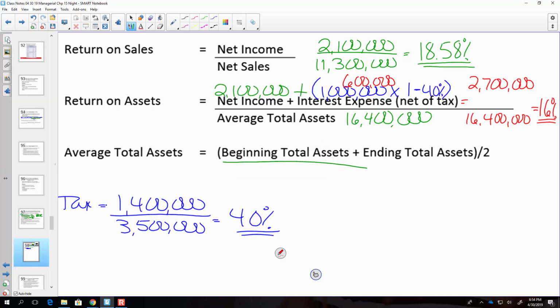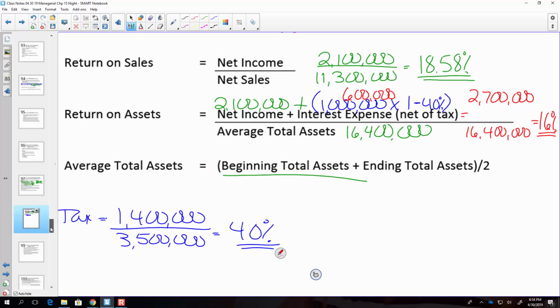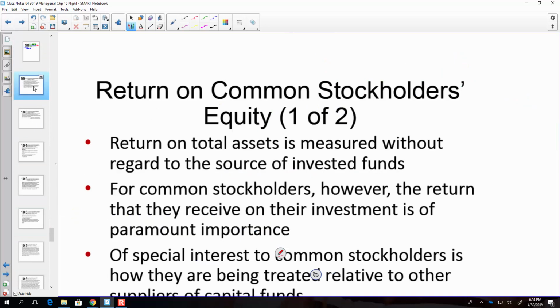Any question on these two? Return on sales, return on assets. The rest of these, again, unless you're in the stock market, you don't really use much more beyond this. So here, this discussion begins on 857.